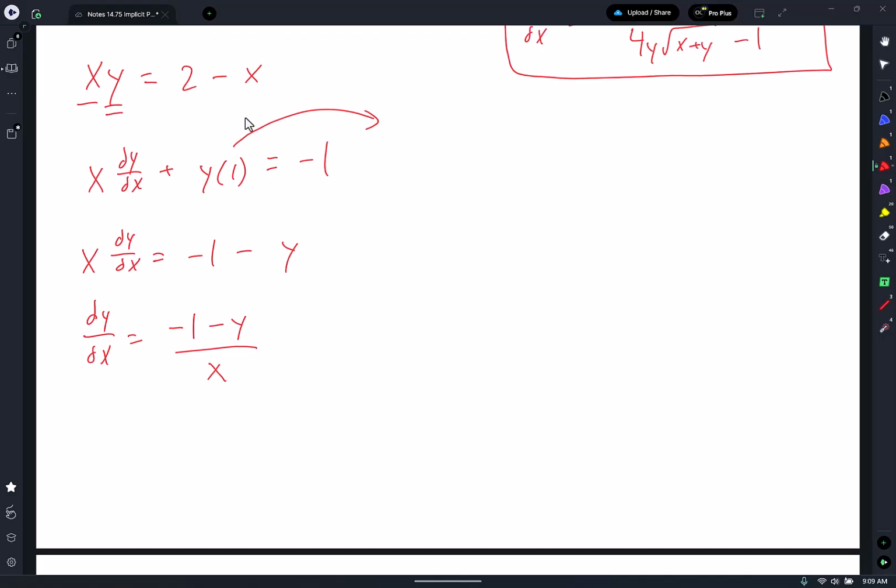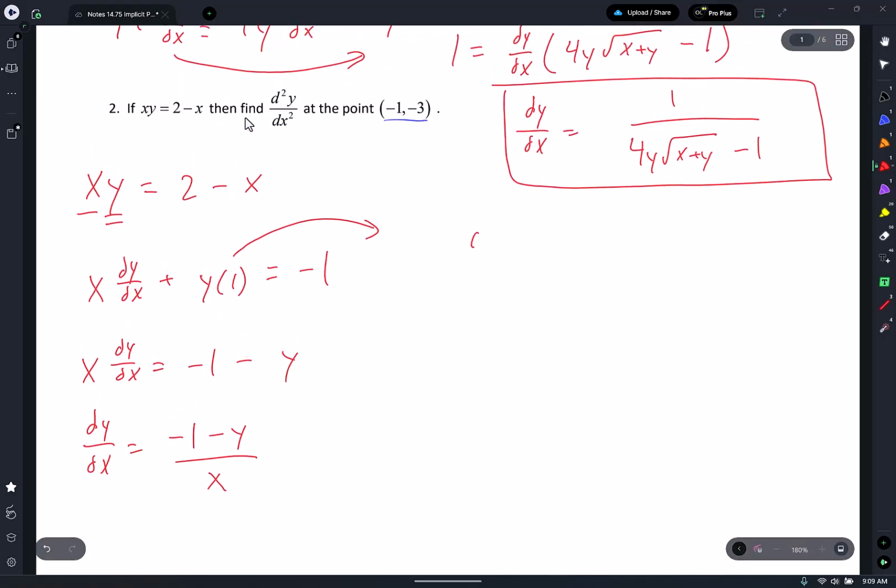So here we go. I'm going to take a second derivative. What rule do I have to use? Quotient. Bottom times the derivative of the top. What's the derivative of the top? Positive or negative?